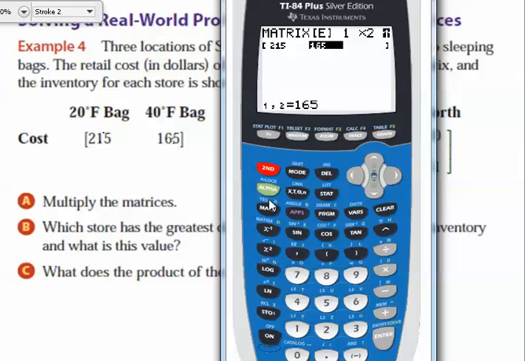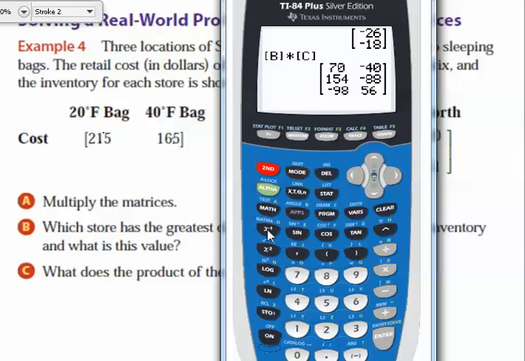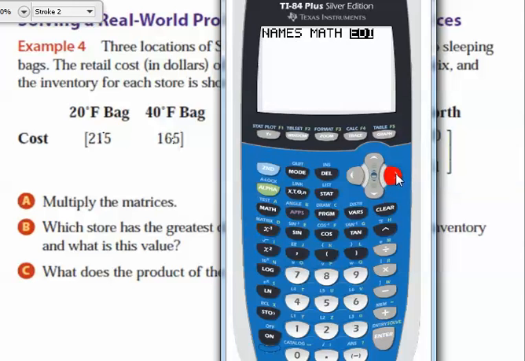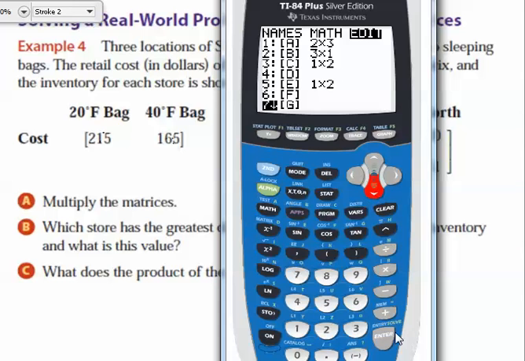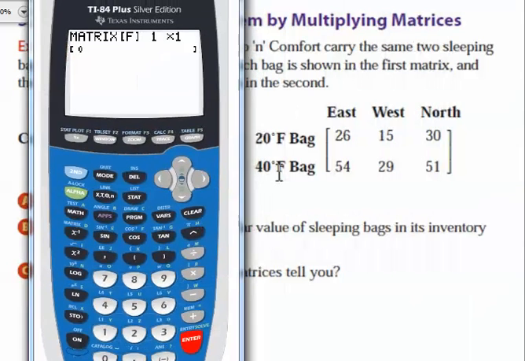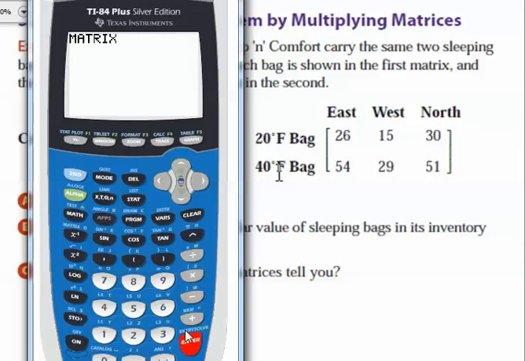Okay? And we'll go into matrix again, and we'll go over to edit, and we'll put this next one in E and F, nope, E and F. Thank you, F. And it is a 2 by 3 matrix, and the number they have at each store is 26, 15, and 30, and 54, 29, and 51.